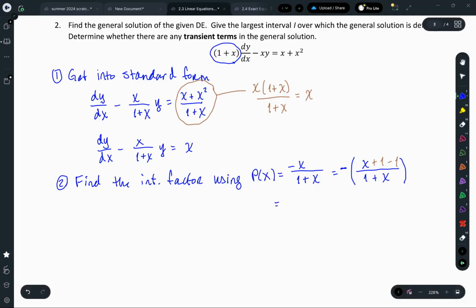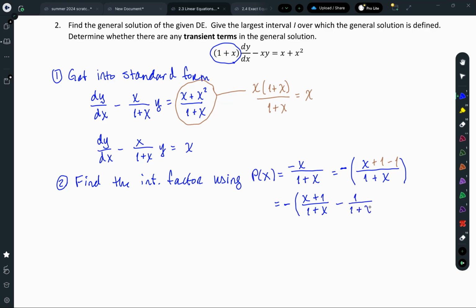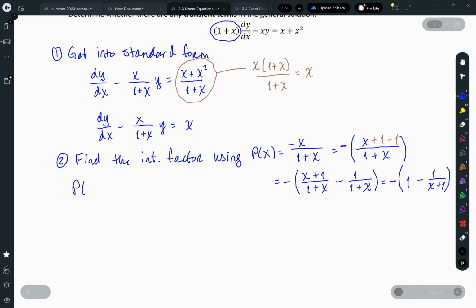And if I do that, then what I can do is keep that negative on the outside still. I can rewrite this as x plus 1 over 1 plus x, and then minus 1 over 1 plus x. And now that first fraction simplifies. I still have my negative on the outside. The first fraction, x plus 1 over 1 plus x, those are the same thing. So I have 1 minus 1 over, and I'm going to write the bottom as x plus 1. Okay, so p of x is actually equal to negative 1 plus 1 over x plus 1.